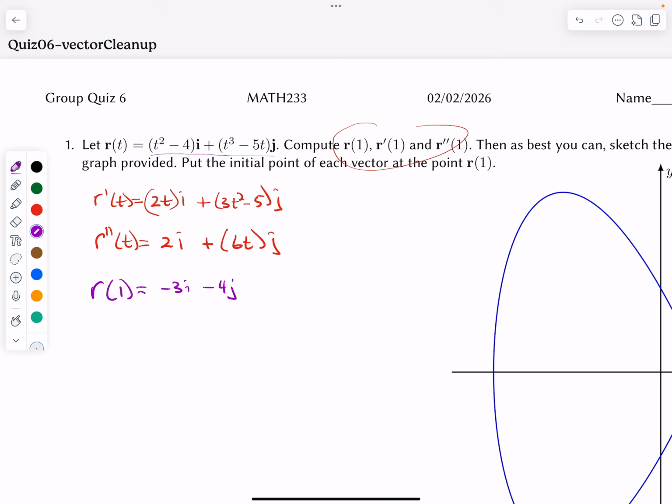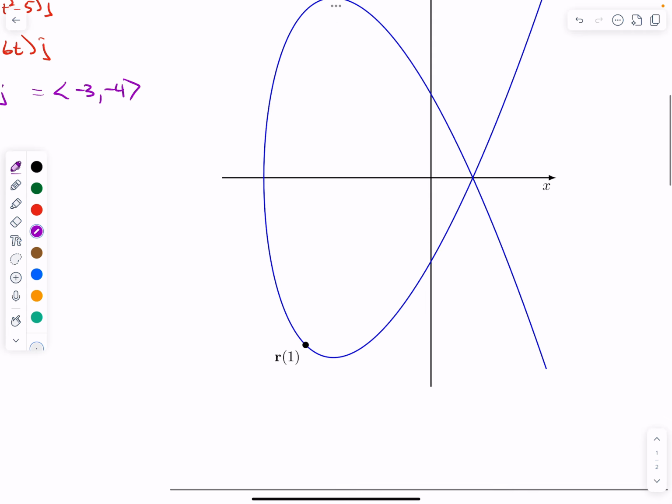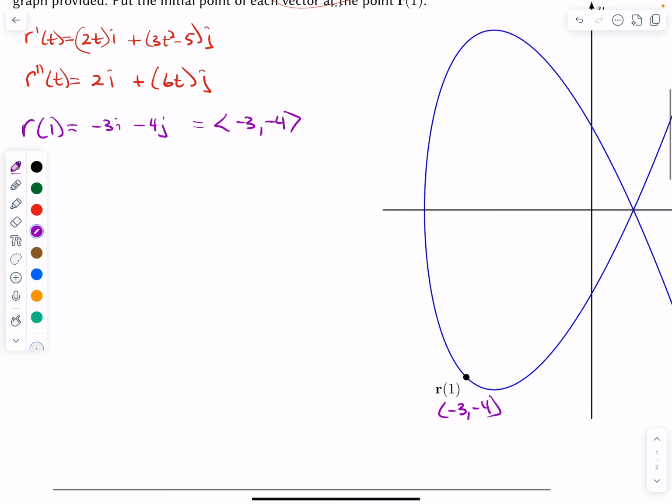So that's the point. I guess I could write it like this. So it looks like a point, but it's also a vector. It's this point down here. That's this point, negative 3, negative 4. I could draw the vector, but it's not really necessary.